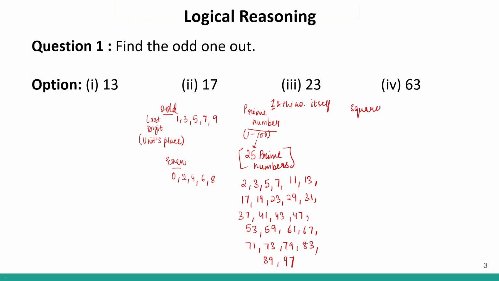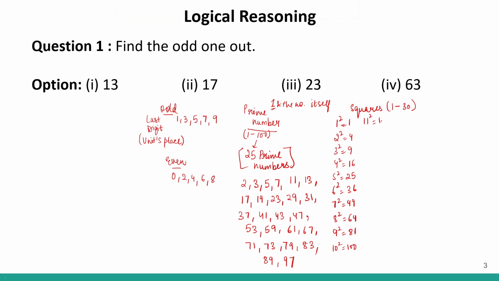Then we talked about squares. I told you to remember squares of at least 1 to 30. So let us start. 1 square is 1. 2 square is 4. 3 square is 9. 4 square is 16. 5 square equals 25. 6 square is 36. 7 square is 49. 8 square is 64. 9 square is 81. And 10 square is 100.